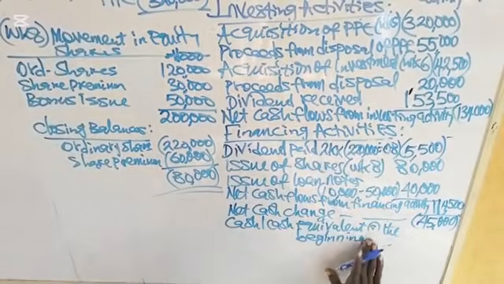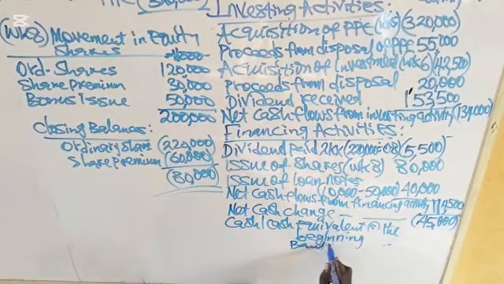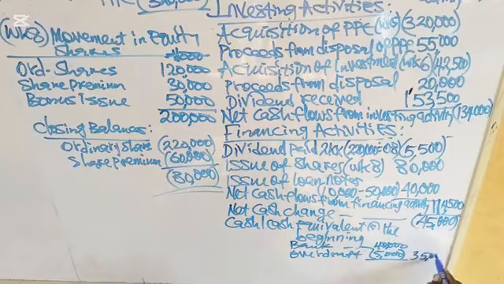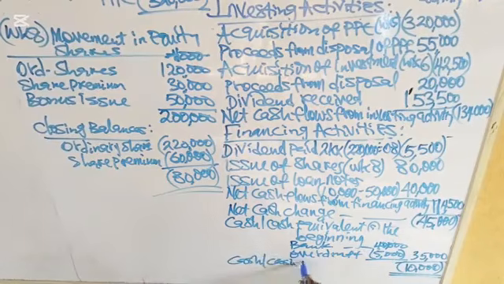Let me put it separate. Bank is 40,000. Overdraft is 5,000. So you will be left with 35,000. Addition of the two gives minus 10,000. That is cash or cash equivalent.